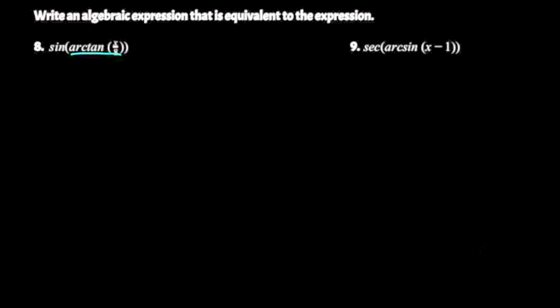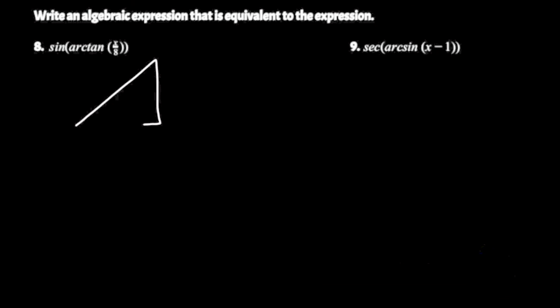These next two examples are going to be pretty similar, but now we have arctan of x over 8. So having one of the side lengths be x means we don't know the actual value of it. But that's okay because the directions say write an algebraic expression that is equivalent to this expression. So I'm not actually evaluating it, I'm just rewriting it as an algebraic expression.